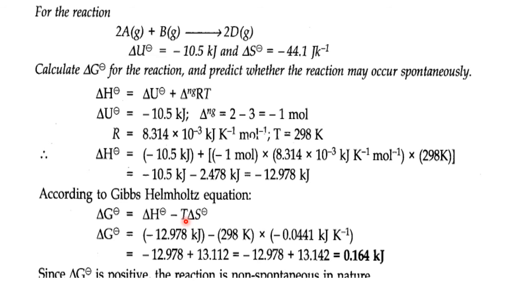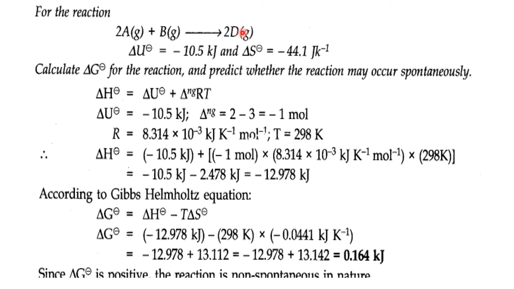Here delta S is given, and T. What of delta H? That we don't know, so first we will calculate it using this equation. To get this answer, we want delta H. So delta H equals delta U plus delta n_g RT. Delta U is given here, because using this data we have to calculate delta H first. What is delta n_g? It is the change in the number of moles of gaseous chemicals involved in the entire reaction, products minus reactants.